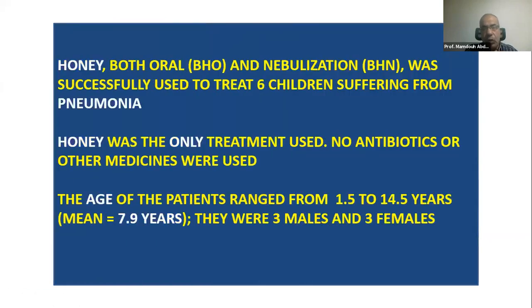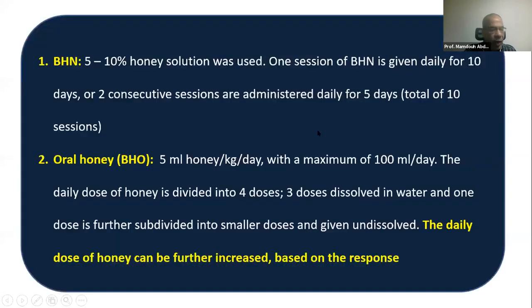Regarding pneumonia, I have treated 6 children suffering from pneumonia who agreed to use honey as the sole treatment and not to use antibiotics. The mean age of participants was 8 years. The treatment consists of honey nebulization plus oral honey. Honey nebulization 5 to 10% is given 1 session every day for 10 days, or 2 sessions every day for 5 days, with a total of 10 sessions. Oral honey is 5 ml per kilo per day with a maximum of 100 ml per day, but we can give more. Some pneumonic patients received up to 150 ml per day total dose. We divide the doses into 4 doses, 3 doses given dissolved in water and 1 dose given undissolved and subdivided into smaller doses.